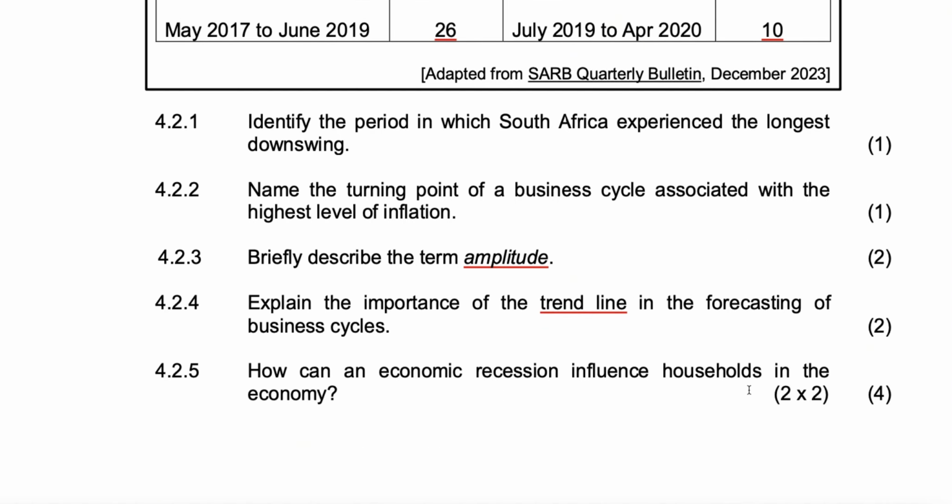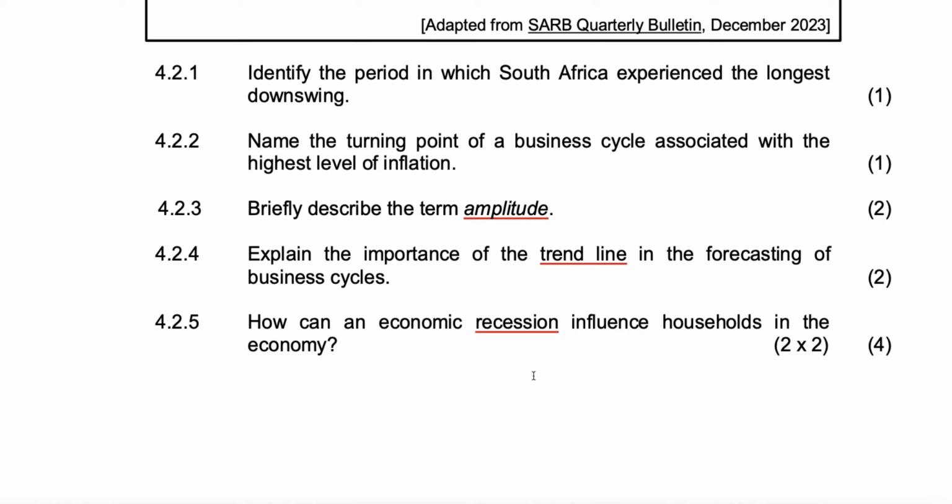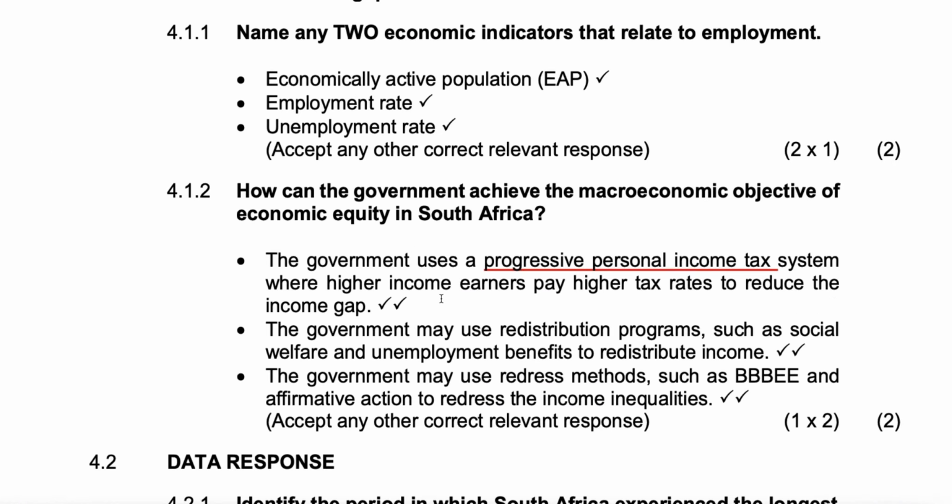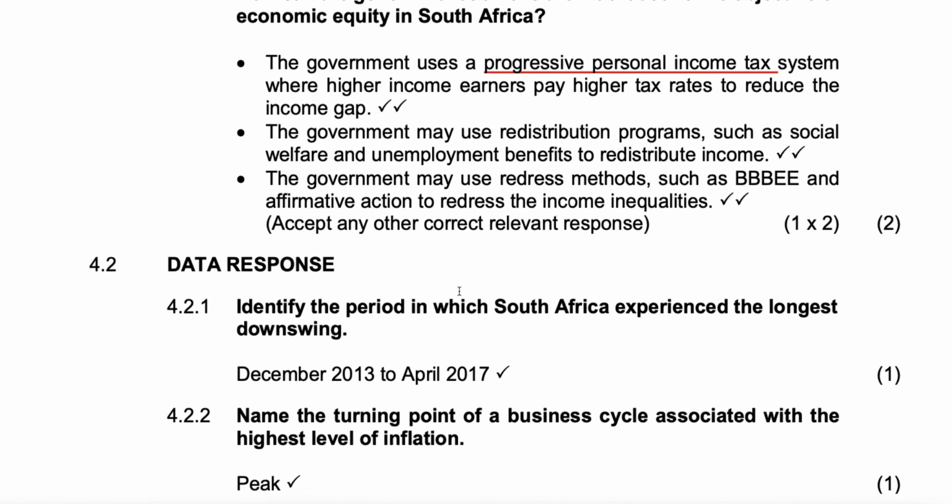Then how can an economic recession influence households in the economy? Well, a recession shows that people are losing jobs. So the influence is that jobs are lost. The influence is that consumption spending decreases. People become a bit pessimistic. So anything along those lines, you can say it's quite an easy question.